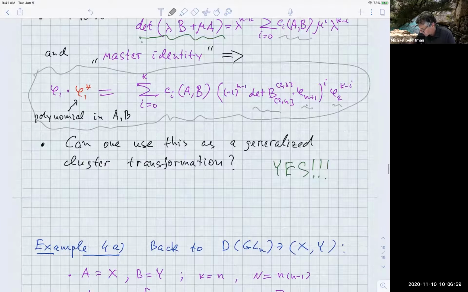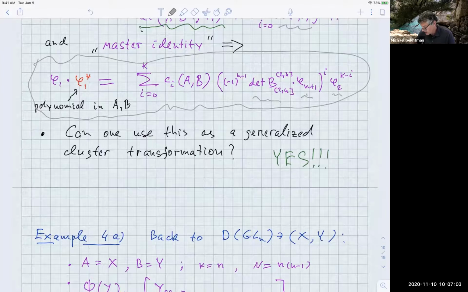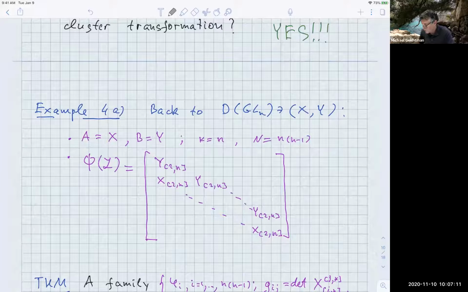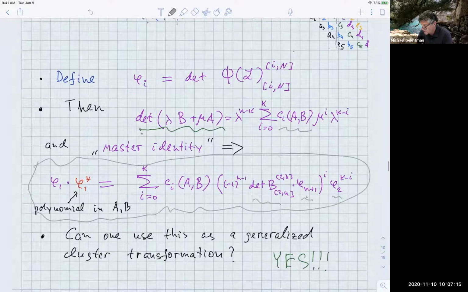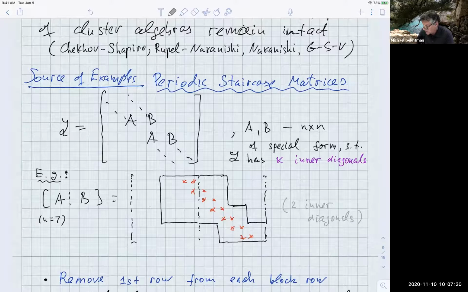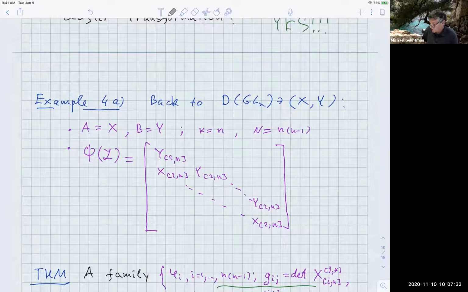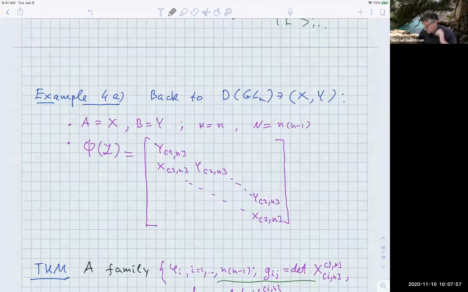So I'm going back to our example for the double, and we will construct a maybe less strange initial cluster for the generalized cluster structure there. So in this case, A is X, B is Y. We just consider this infinite matrix with blocks X, Y, and so on. And if I remove the first row of each block row, then I will obtain the following animal. This phi of lambda will be of size n times n minus 1. And I can now use this in order to find an initial cluster for generalized cluster structures on the Drinfeld double.